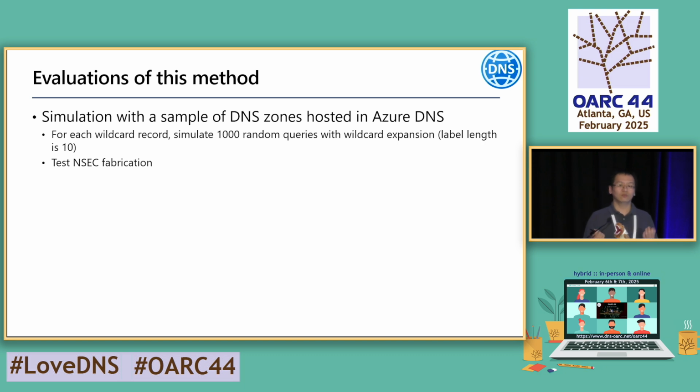So how does this method work with actual real-world data? We did some simulation with a very large sample of zones hosted on Azure DNS. For each wildcard record, we simulate 1,000 random names with the actual wildcard expansion, and we test whether we can do the NSEC fabrication or not.